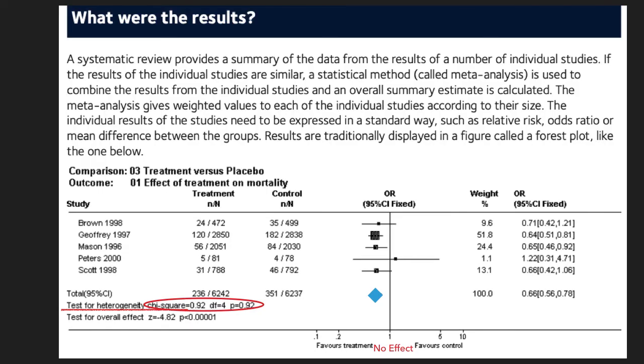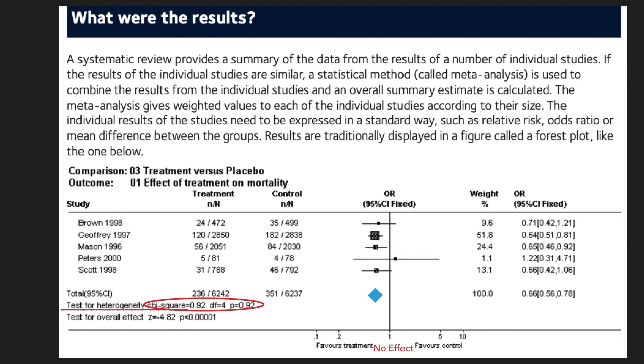Okay, finally, what were the results? This is a meta-analysis. In meta-analysis, we have two models, the fixed effect model and the random effect model. If there is heterogeneity between studies, we should use the random effect model because the studies are different, not similar. We will see for every study the ID of the study on the left.